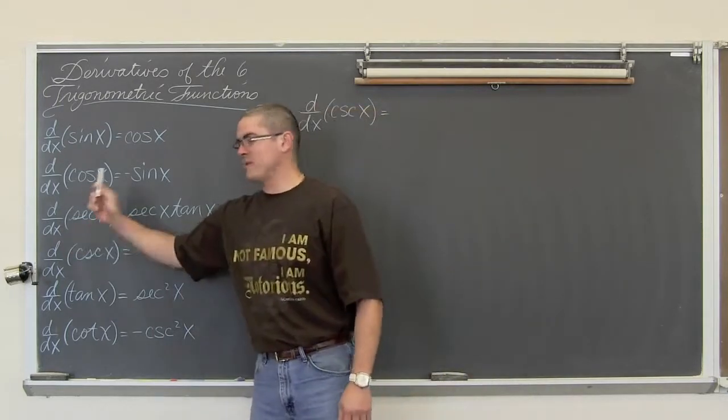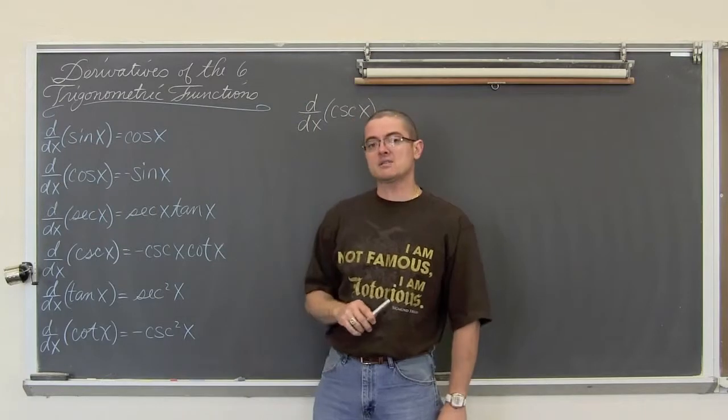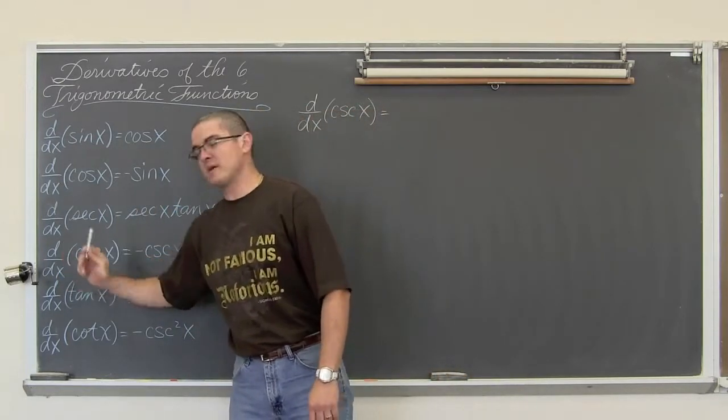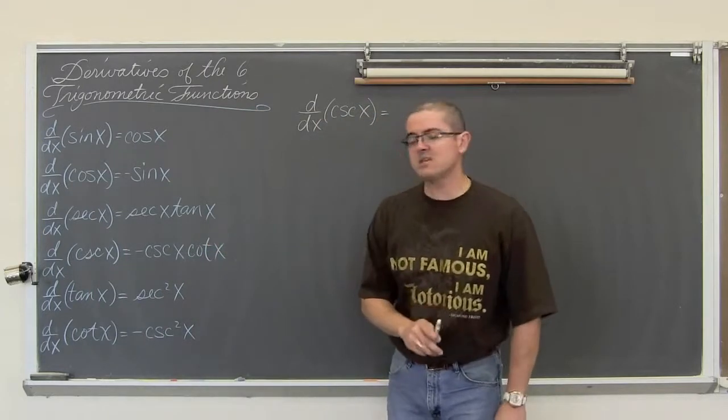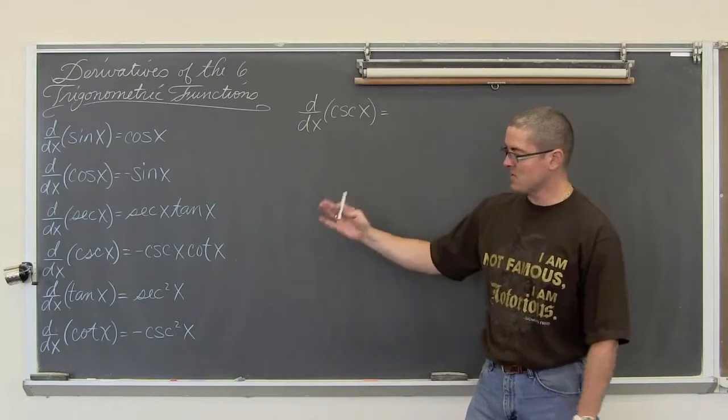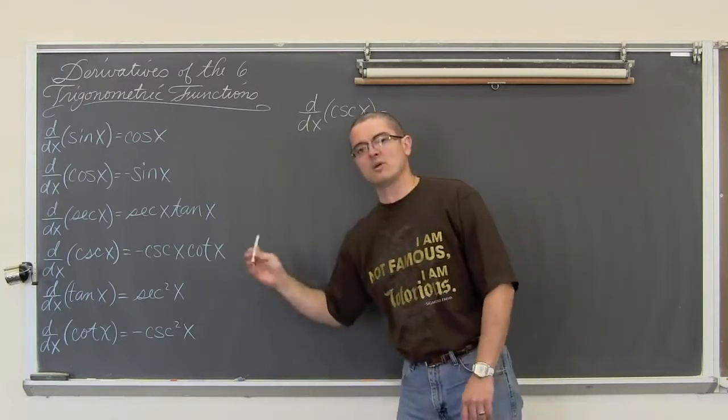So the derivative with respect to x of the secant of x is equal to the secant of x times the tangent of x. The derivative with respect to x of cosecant of x is equal to negative cosecant of x times cotangent of x. And so on, because I'm sure you can read this.